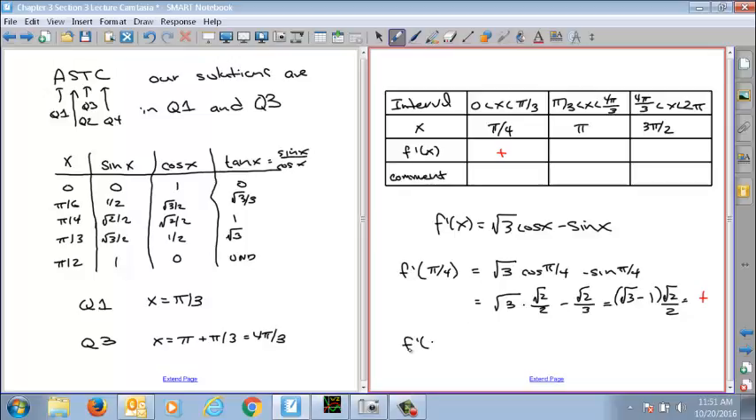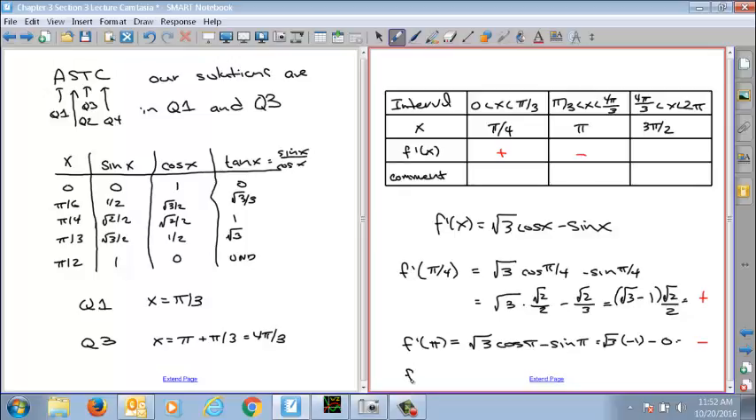If we evaluate the first derivative at pi, we get the square root of 3 times the cosine of pi minus the sine of pi. Cosine of pi is negative 1. Sine of pi is 0. So you can see we get a negative number. That's negative.